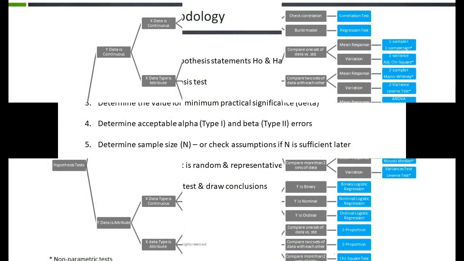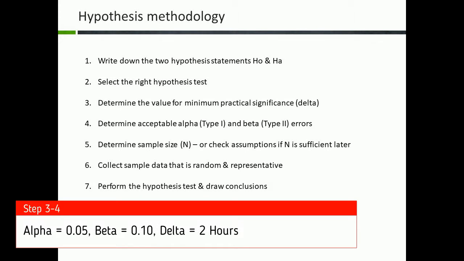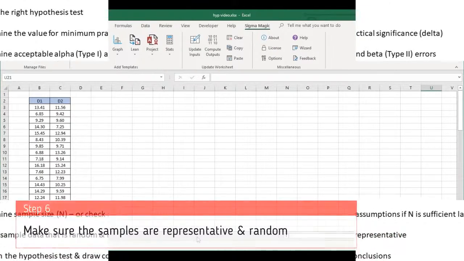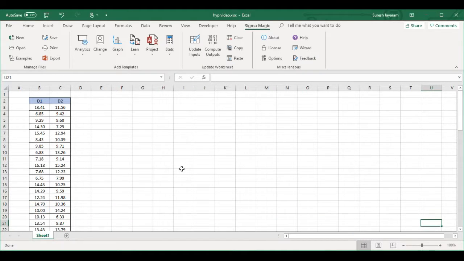We next select the default values for alpha at 0.05 and beta at 0.10. Delta, the practical difference, is given as 2. The data for the analysis is given in two columns, D1 and D2. We have enough information now to perform the analysis.